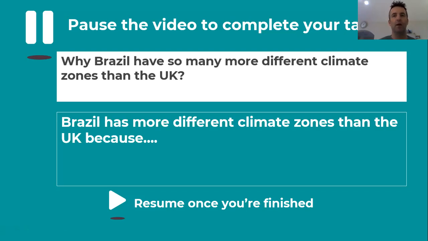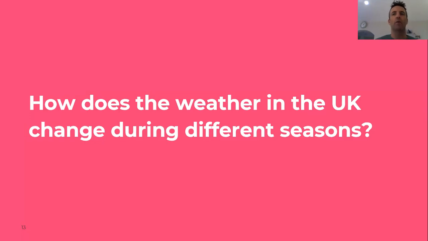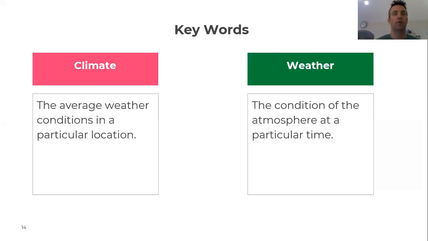Good. Now, let's have a think about how the weather in the UK changes during different seasons. Let's just have a quick recap of these words that we looked at last lesson, climate and weather. So the climate is the average weather conditions in a particular place or location. That means it's what you would expect to see in certain areas.